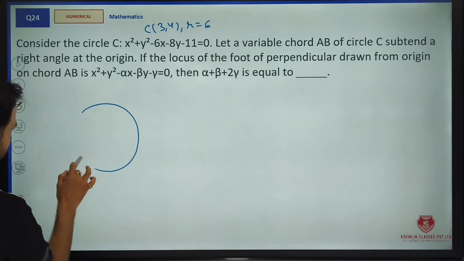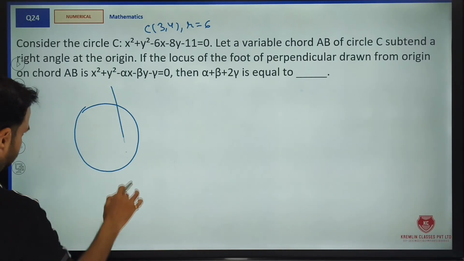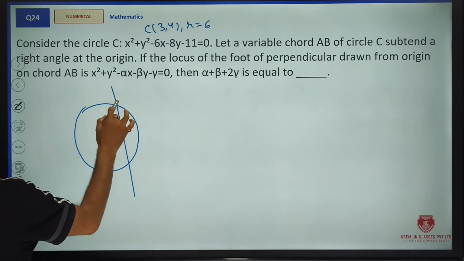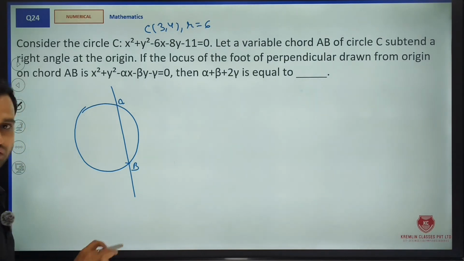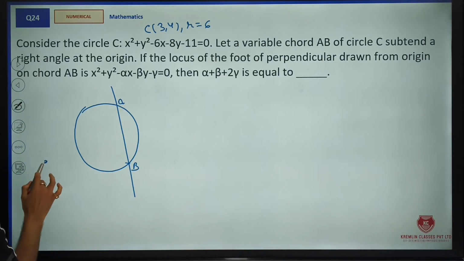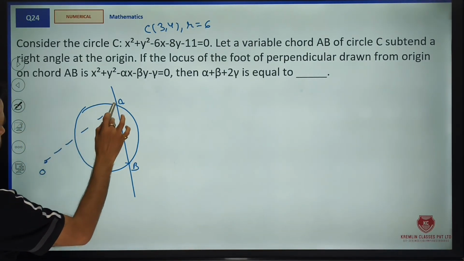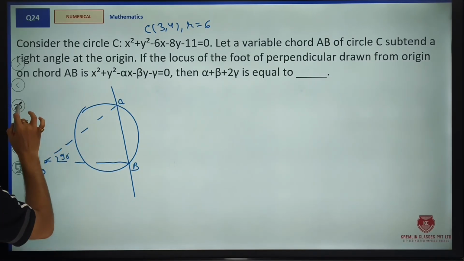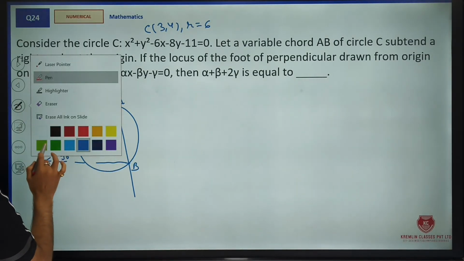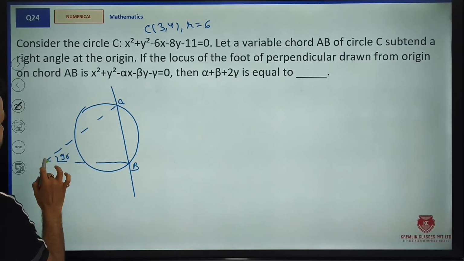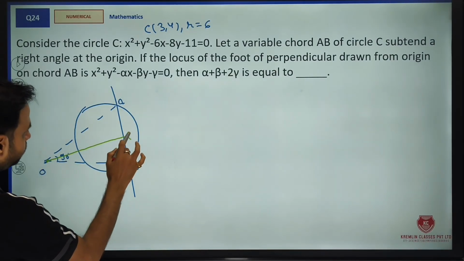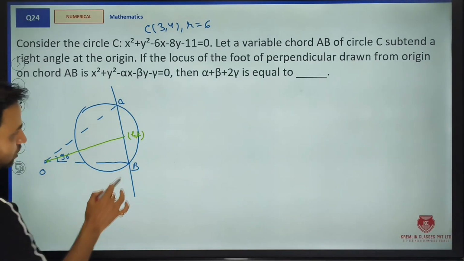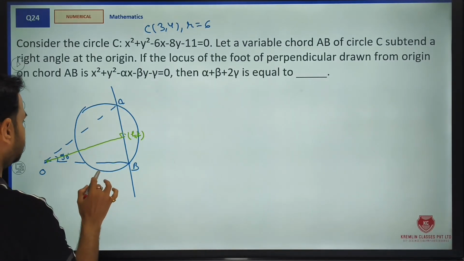So this is the circle, this is the chord AB. Okay, this is the chord AB, this is origin O, this is subtending 90 degrees. So what are we given? We are given here that we have to find the locus of the foot of the perpendicular. So this would be (h, k). Okay, it is 90 degrees.